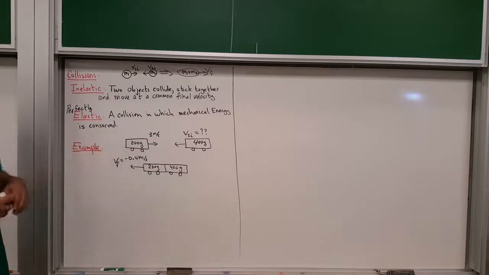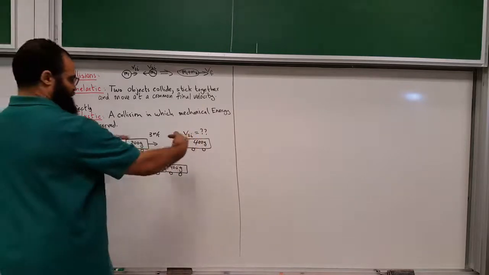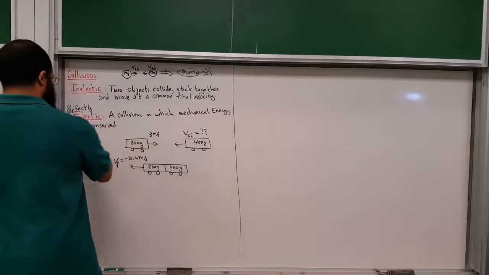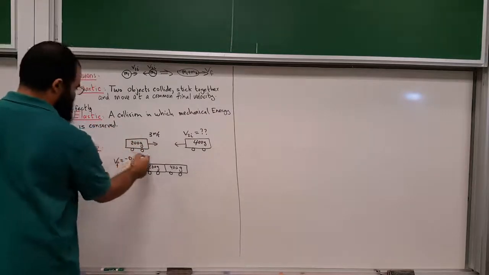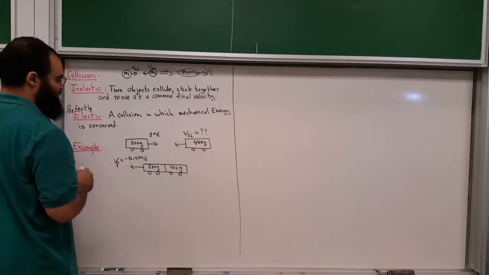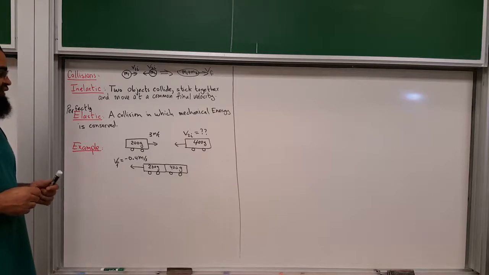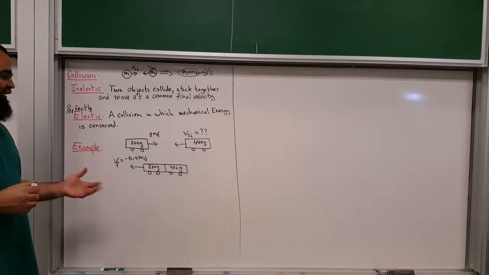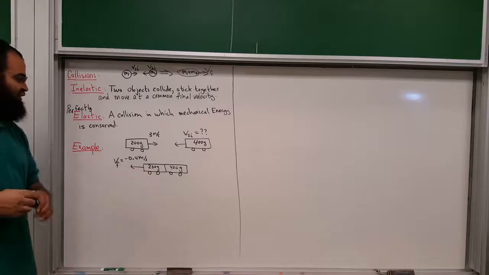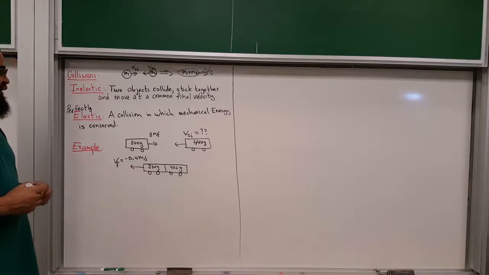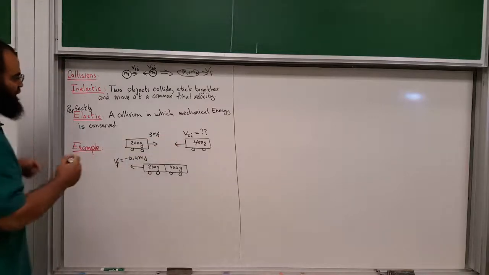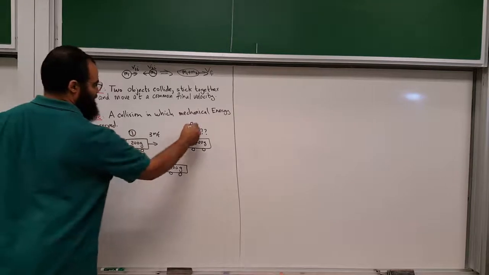And let's take a look here and we will see. So we have two carts, they're moving towards each other, they hit each other, and then they stick together and move at this common speed of negative 0.4 meters per second. Is this elastic or inelastic? The answer is it's inelastic. It's perfectly inelastic because they stuck together and moved at this same common speed. And the question is, what was the initial speed of this mass here? This is mass 1 and this is mass 2.